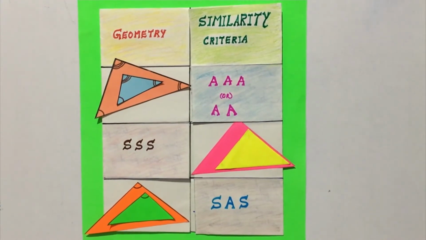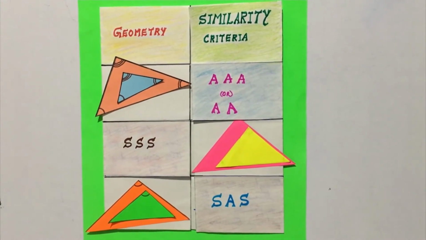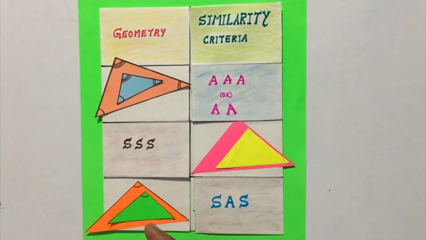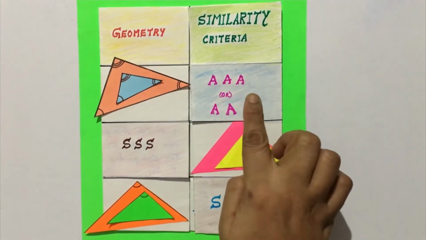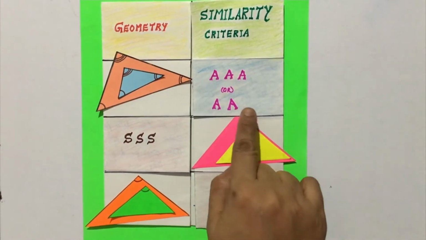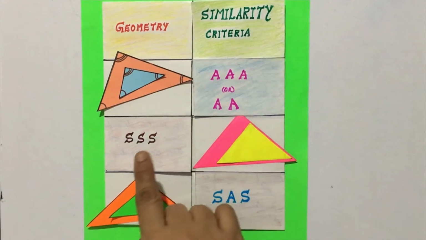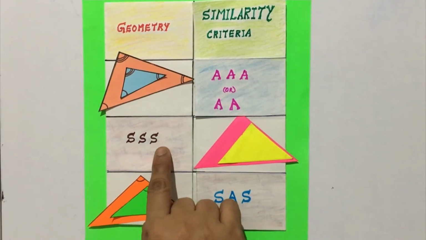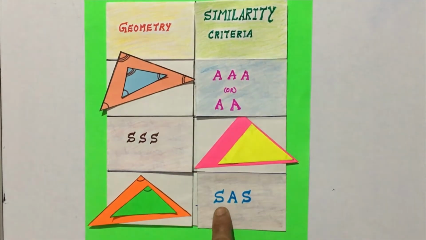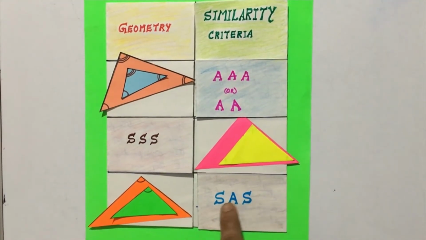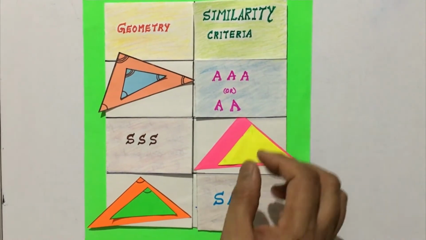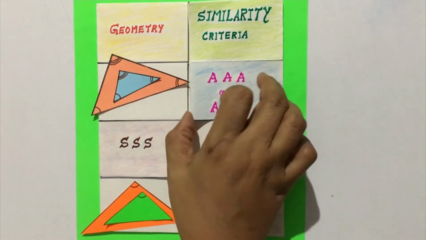Hello everyone. We have discussed in the previous module about the similarity criteria, which is nothing but the AAA angle similarity criteria, or else AA angle similarity, the SSS side similarity criteria, as well as the SAS similarity criteria. So let us briefly recall it once again. So what is this similarity criteria?